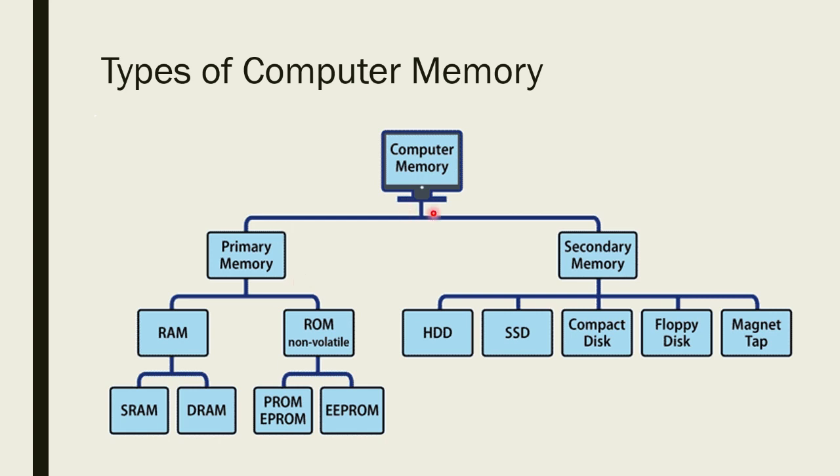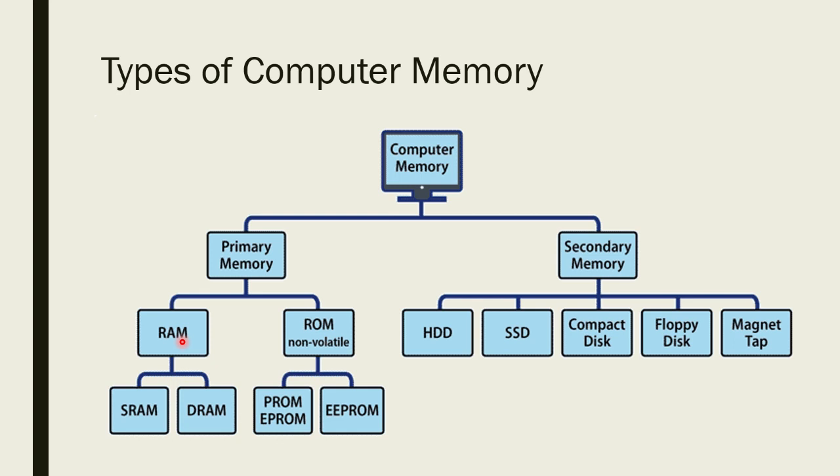So computer memory is of two types. One is primary memory, the other one is secondary memory. Primary memory is again categorized into two. One is RAM, the random access memory. The other one is ROM, read only memory. RAM is again classified as two types. One is SRAM, another one is DRAM. SRAM is static RAM, DRAM is dynamic RAM, and ROM is read only memory.